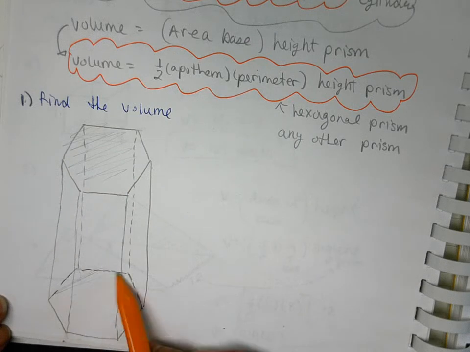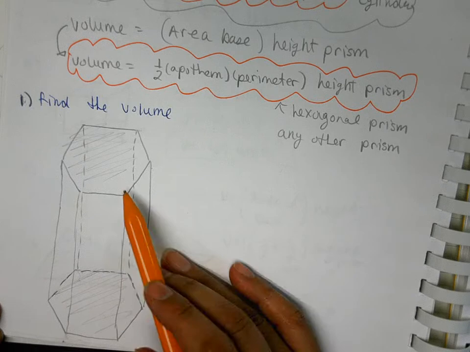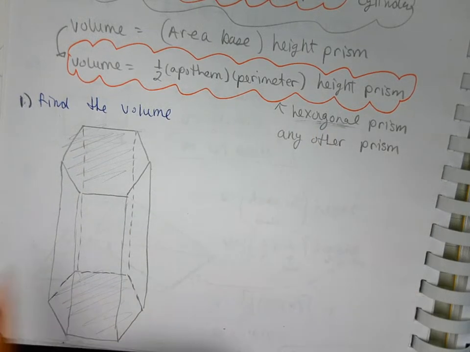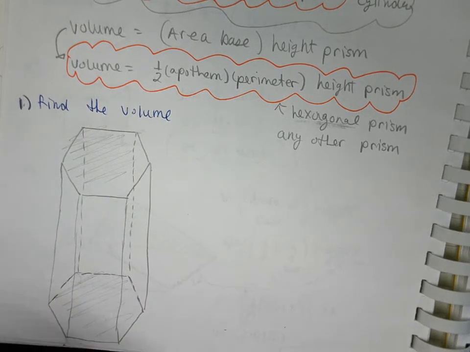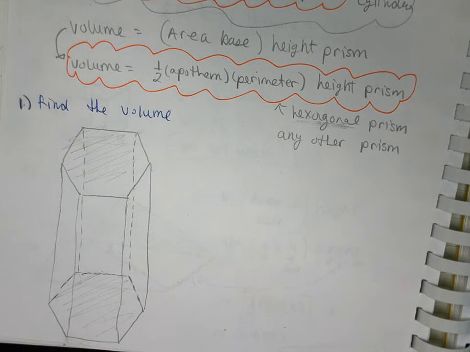It's pretty easy. Okay. Do you guys see the bases here? Area of the base times the height. What shape is my base? Hexagon. All right, so that's why we're using the half apothem perimeter. All right, so here is what you're going to do. Let me give you the pieces of information first.